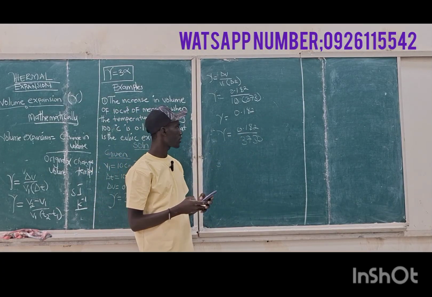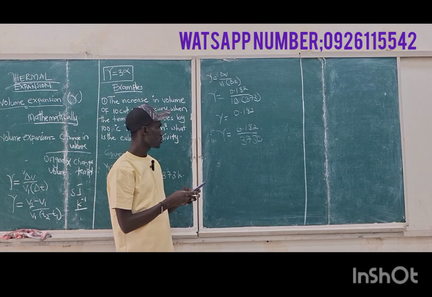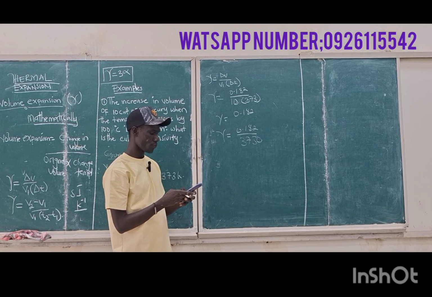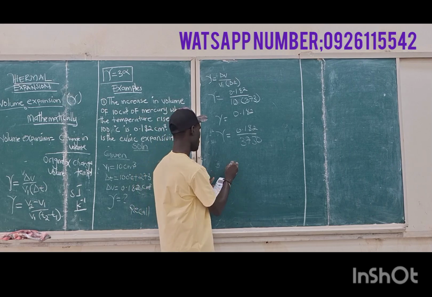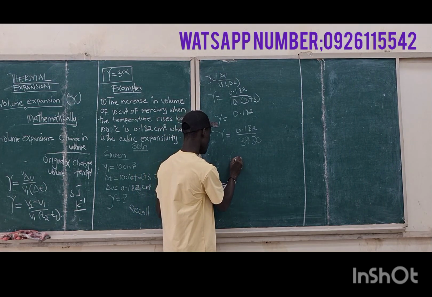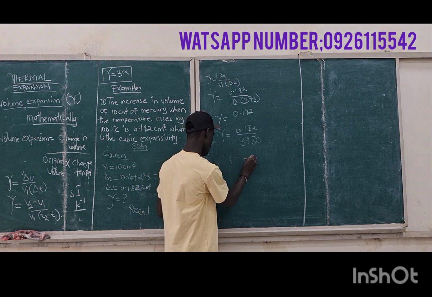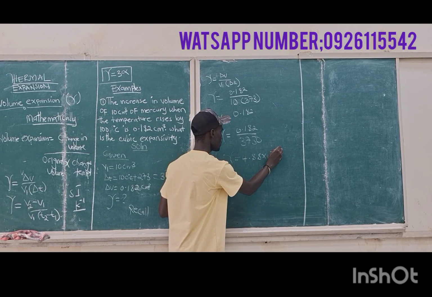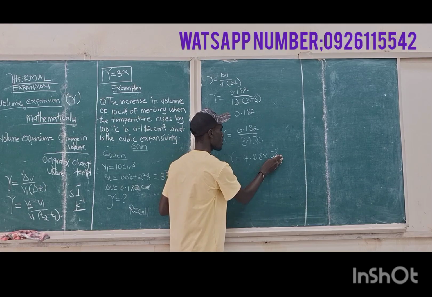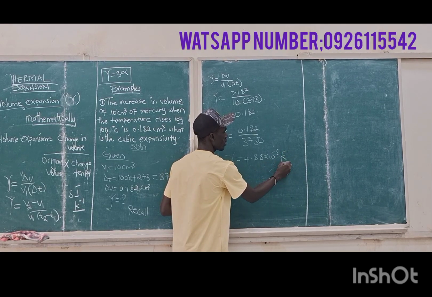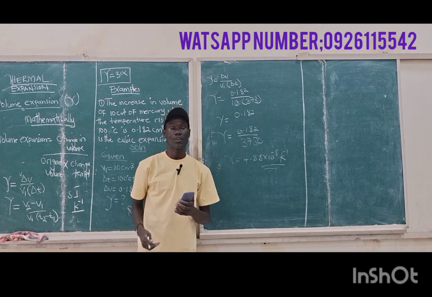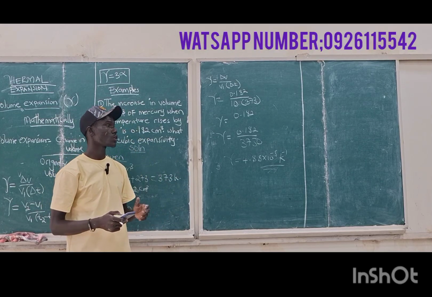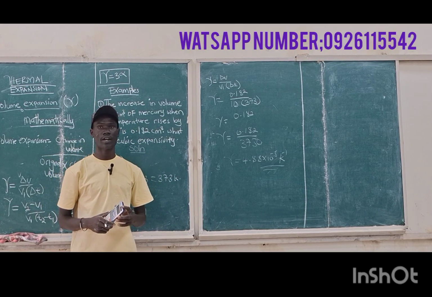Let's say 0.182 by 3730. Here we'll get gamma as B equals 4.88 times 10 raised to power negative 5. And the SI unit is what? Per Kelvin. This is the end of this example. For more, we are going to look at example 2, so that we get satisfied with this topic.